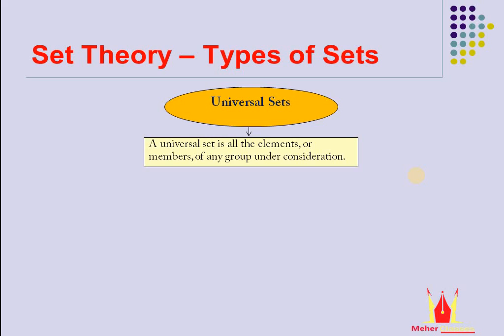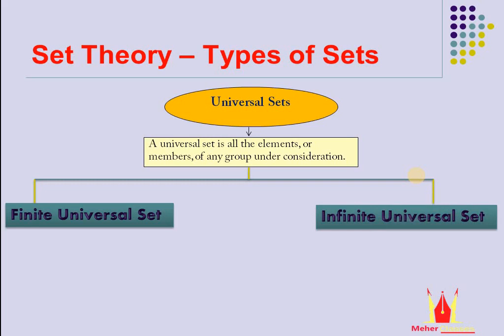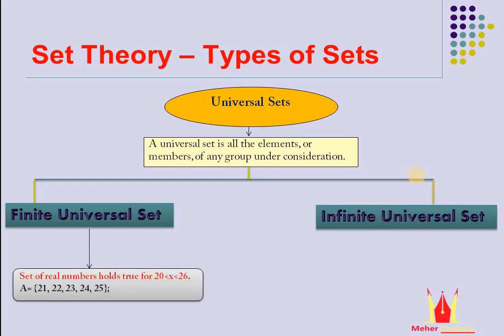Now the universal set has two parts. First is the finite universal set and second is the infinite universal set. In the finite universal set, let's say I want a set of real numbers that are true for the numbers between 20 and 26. We are having a set of real numbers, so we are considering a group of real numbers. So A is equal to 21, 22 till 25. So that's the finite universal set because you can count those numbers and it belongs to a particular fraternity, a particular group of real numbers.